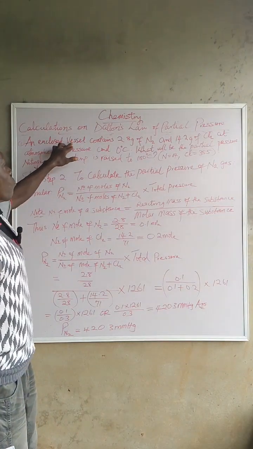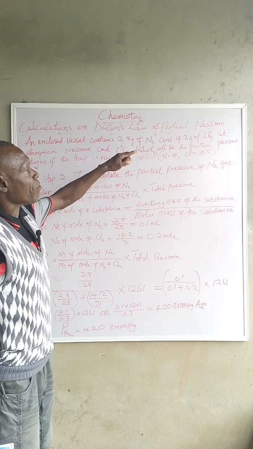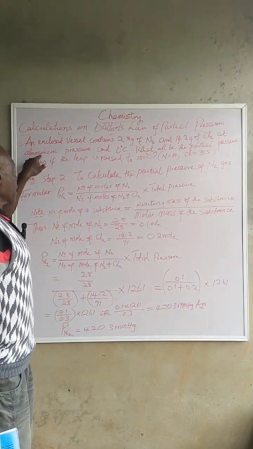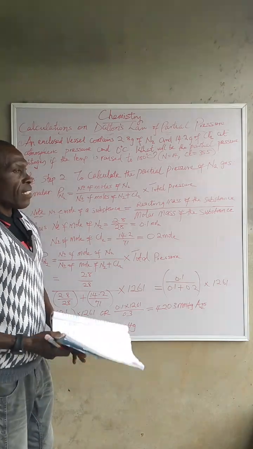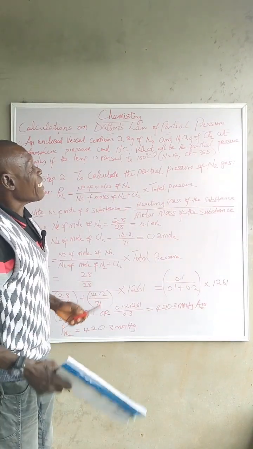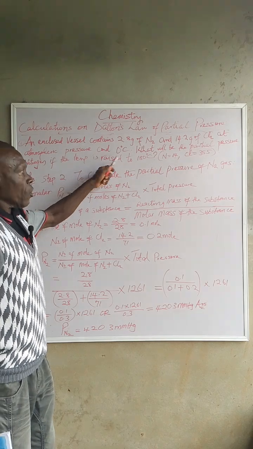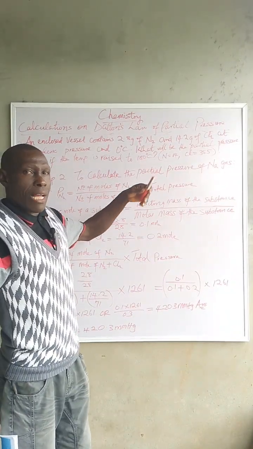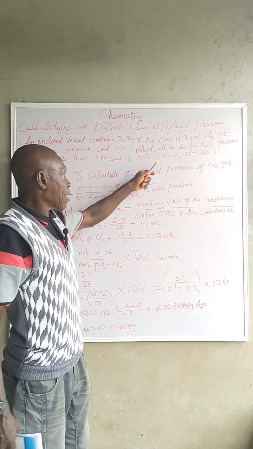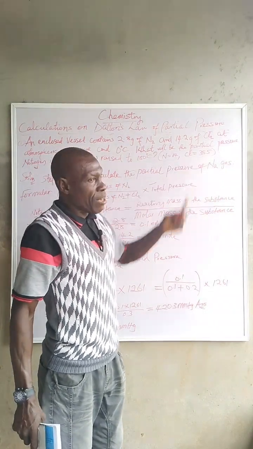An enclosed vessel contains 2.8 grams of nitrogen and 14.2 grams of chlorine at atmospheric pressure and 0 degrees Celsius. What will be the partial pressure of nitrogen if the temperature is raised to 180 degrees Celsius? And they give us the atomic mass of nitrogen as 14 grams, chlorine as 35.5 grams.